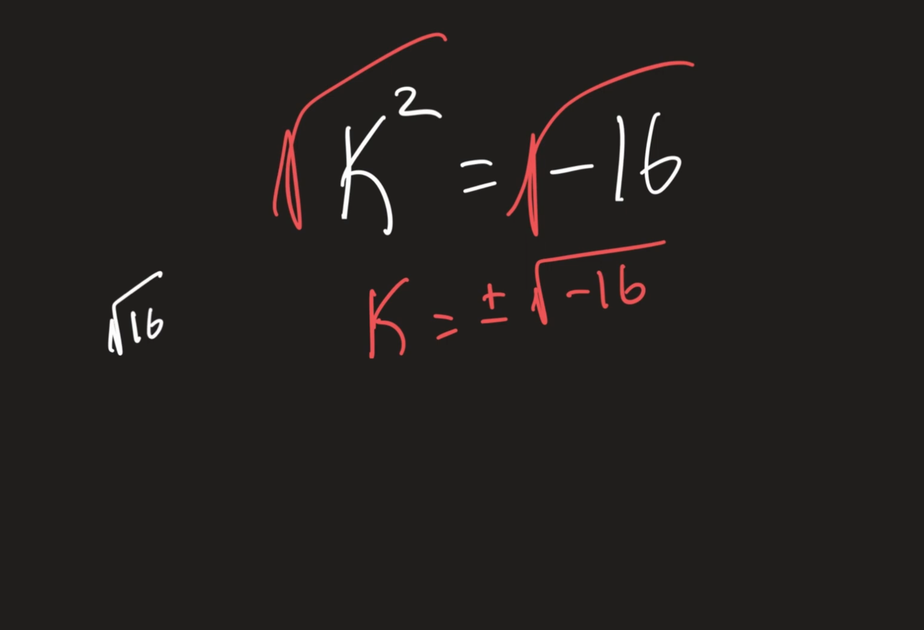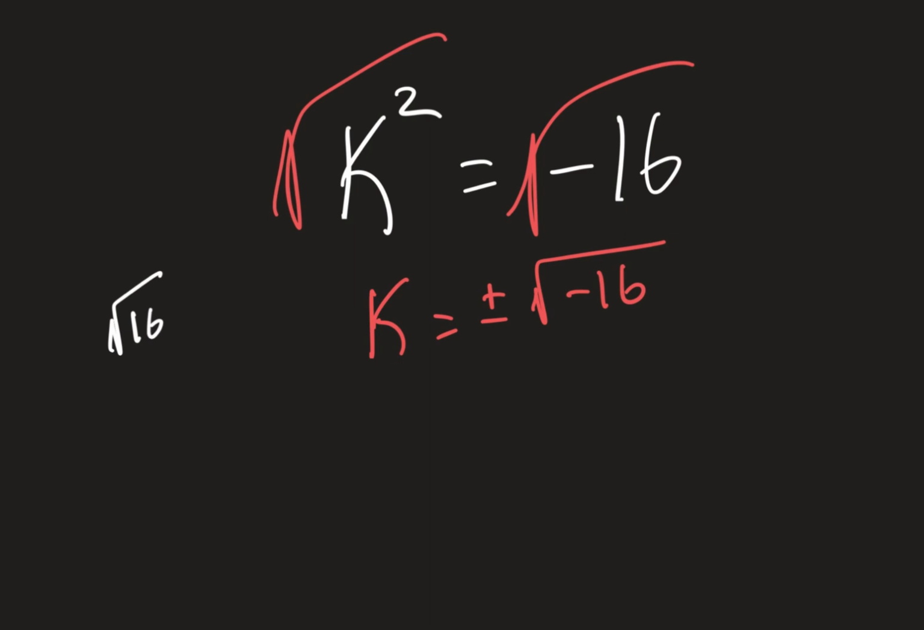Is there a number times itself that's negative 16? What's 4 times 4? 16. What's negative 4 times negative 4? 16. We can't do 4 times negative 4 because they're not the same number. So what do you suppose the solution to this is right now in your lives? There isn't one. There are no solutions right now in your lives that are going to make this work.